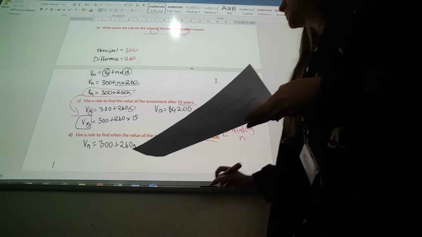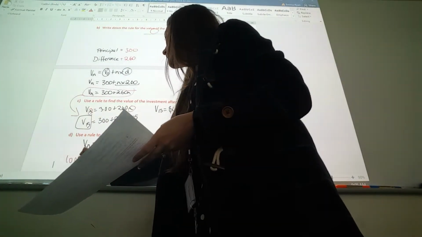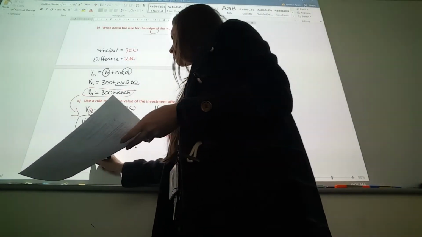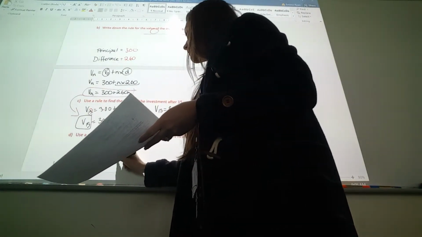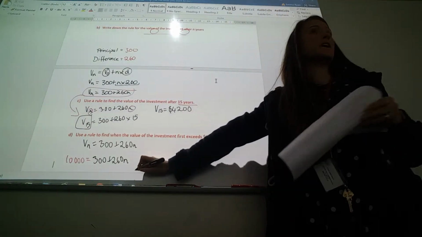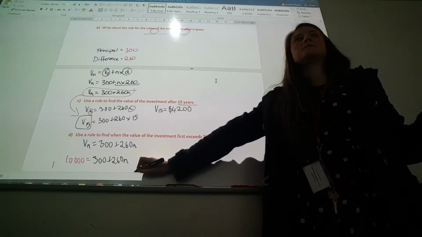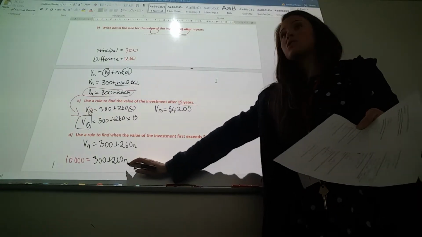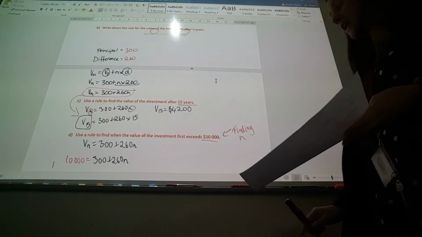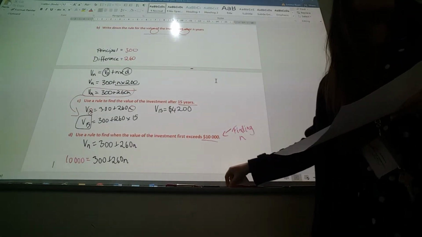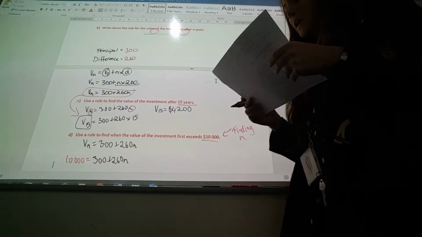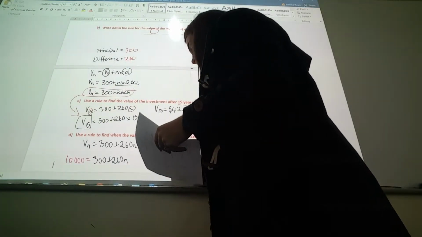So what we need to do is put our 10,000 at the start of our equation. Leave n as n because that's what we're trying to find. We can't put a value in for it because otherwise we can't find it. And you're going to use solve on your calculator to solve for n. So you put that in. Anyone not know what I mean by solve? Good.